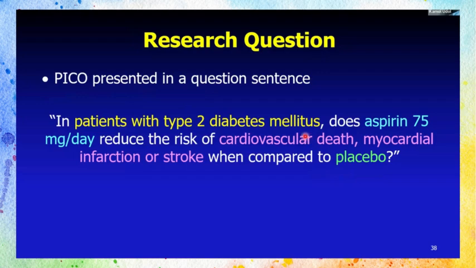The P in yellow, target population: patients with type 2 diabetes. The I, intervention, in blue: aspirin 75 milligrams per day. The C, comparator, in green: placebo. And the O, outcome, in pink: cardiovascular death, myocardial infarction, or stroke. So they have all four components, and these four components, PICO, are presented in a question sentence format. So you have a question mark here. This is a research question.